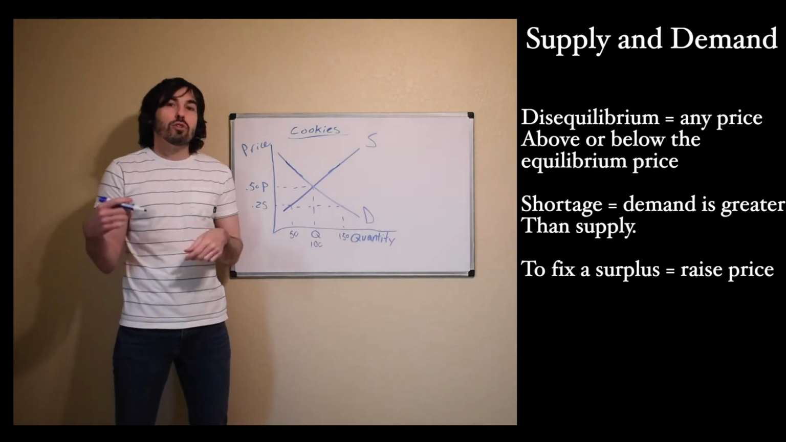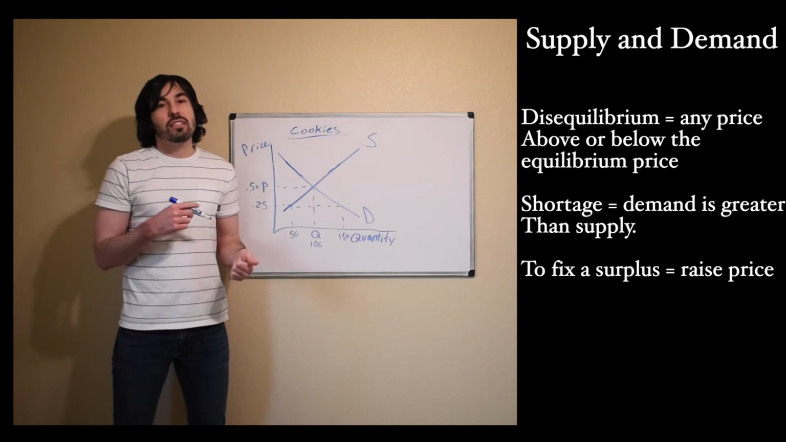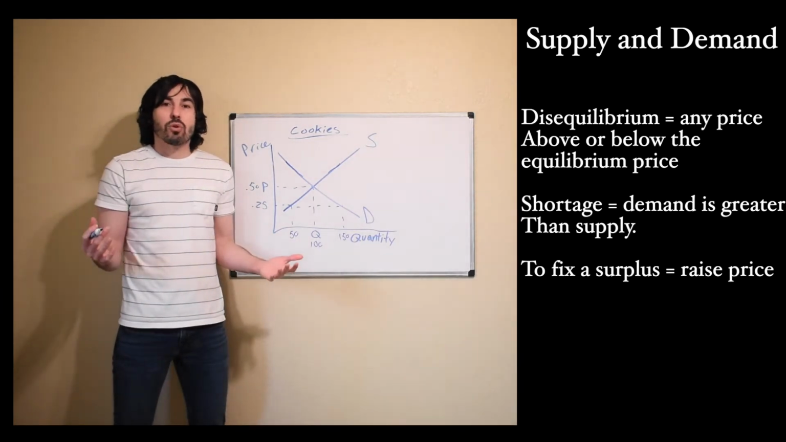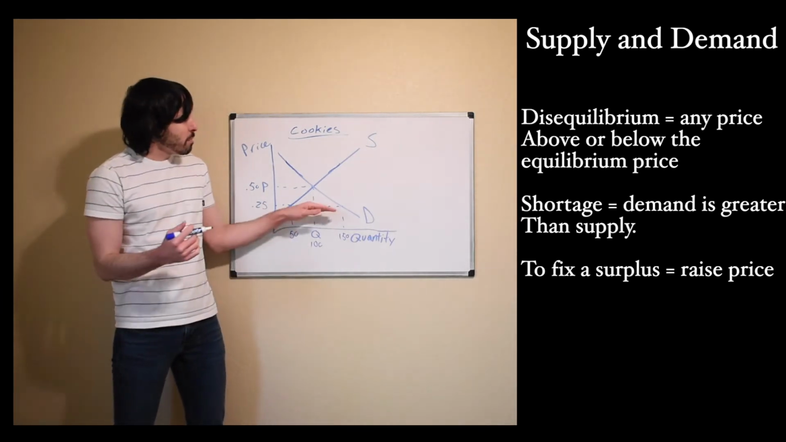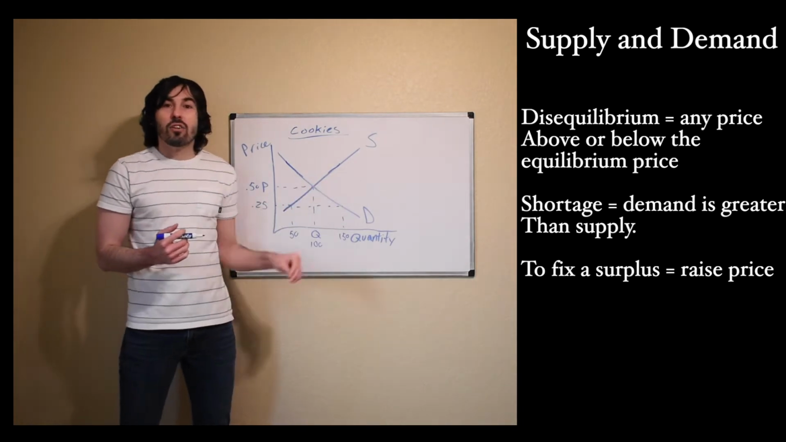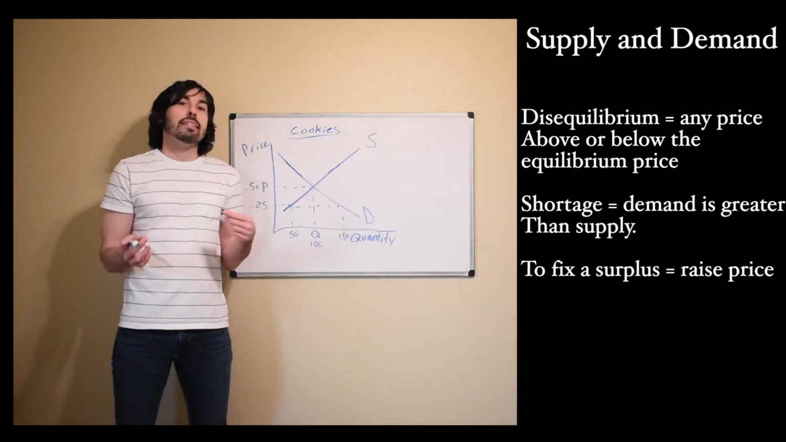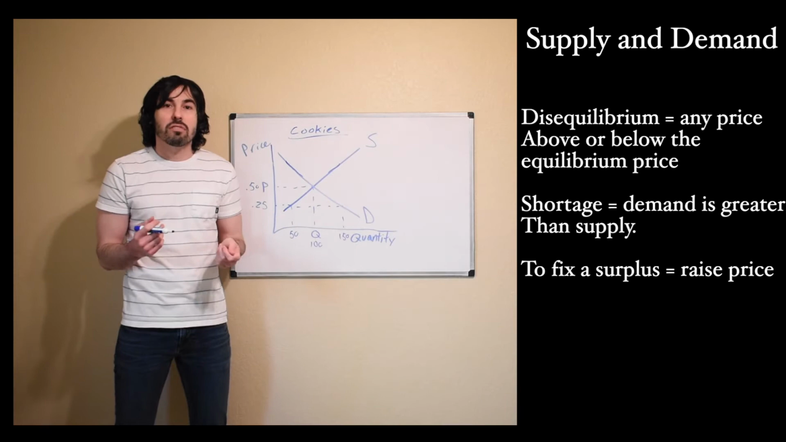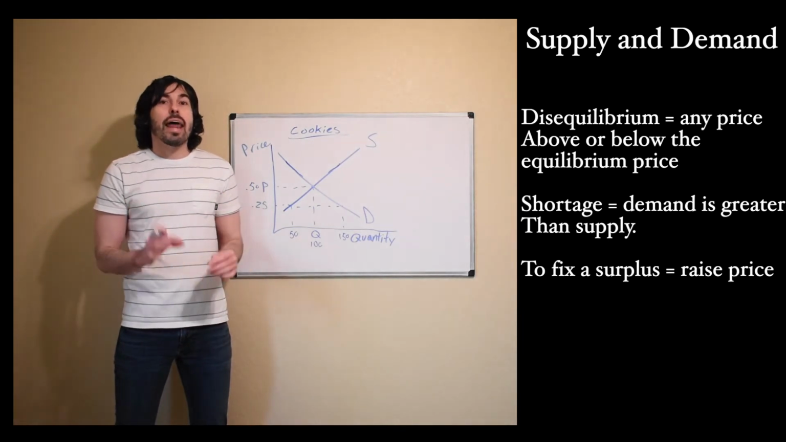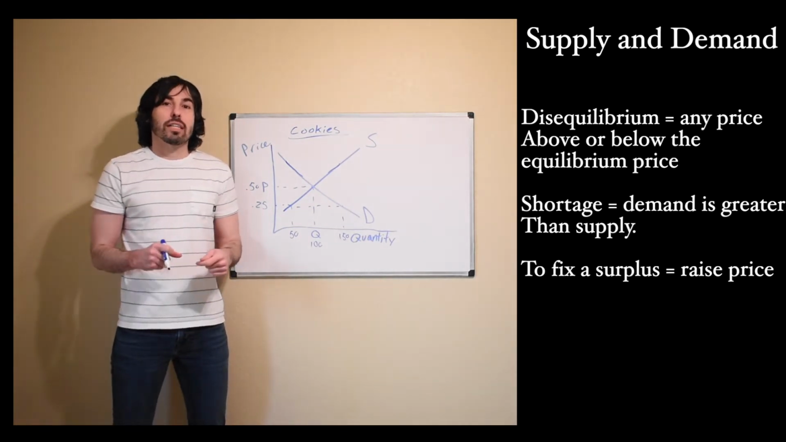There'd be more people looking to buy cookies than there would be cookies sitting on the shelf, and we'd have a shortage. And the way to fix this would be to raise the price until the amount that people want to buy is equal to the amount that's actually sitting on the shelf. That's disequilibrium. Now we're going to talk about changes in price.